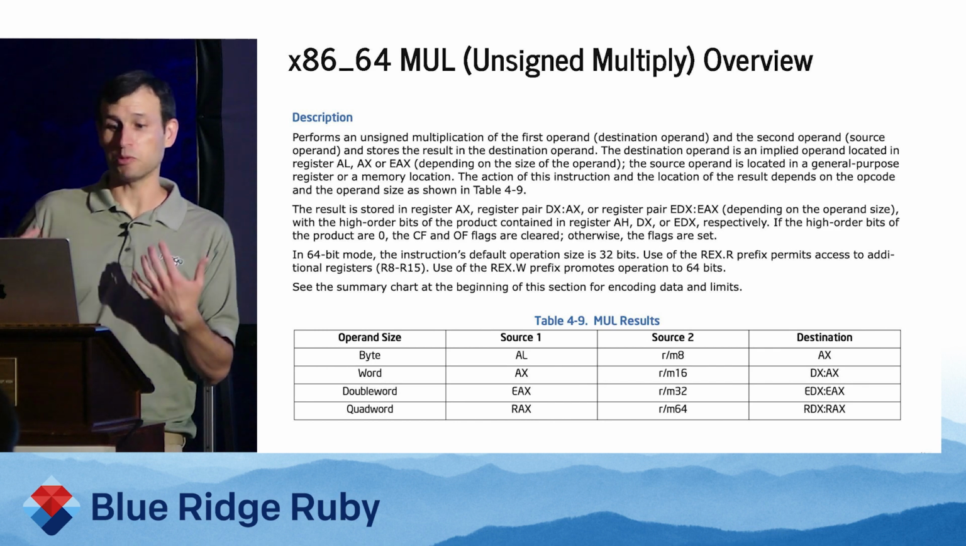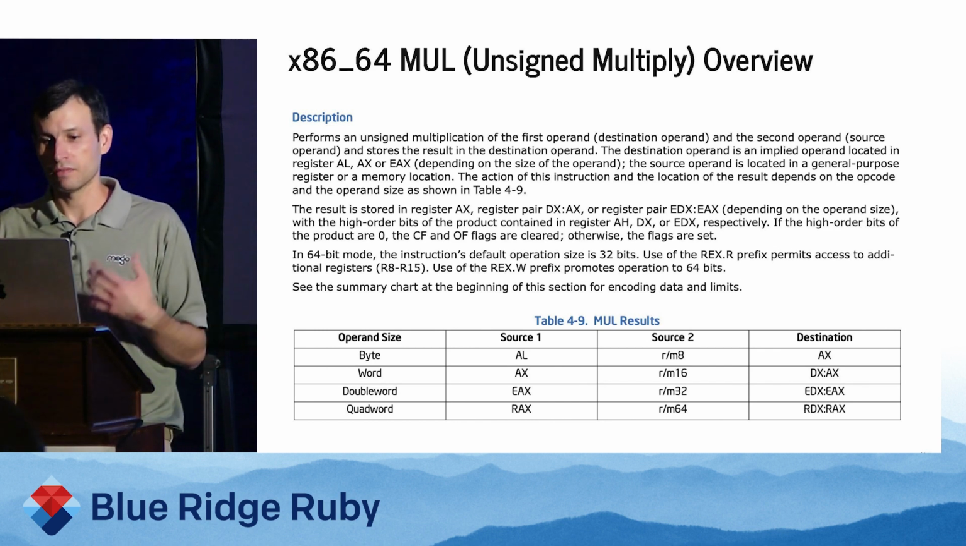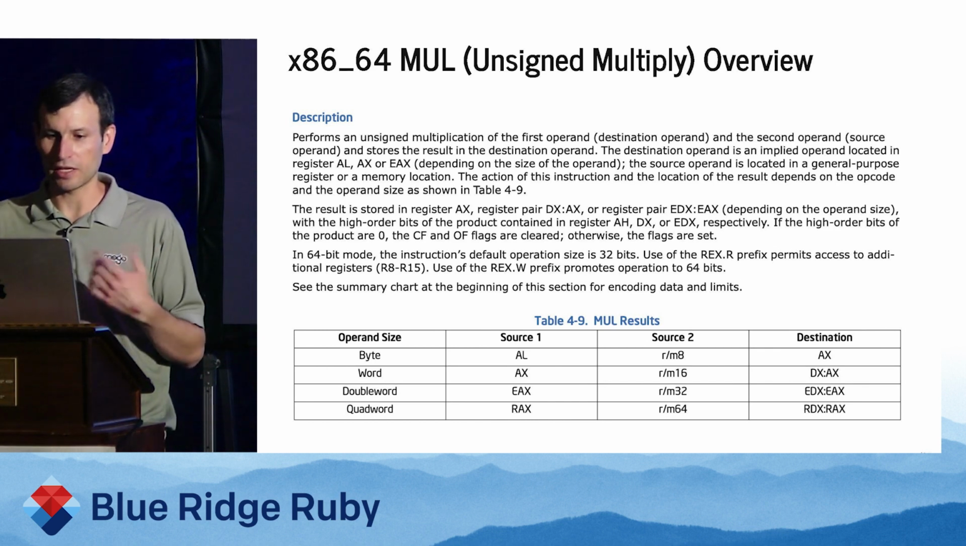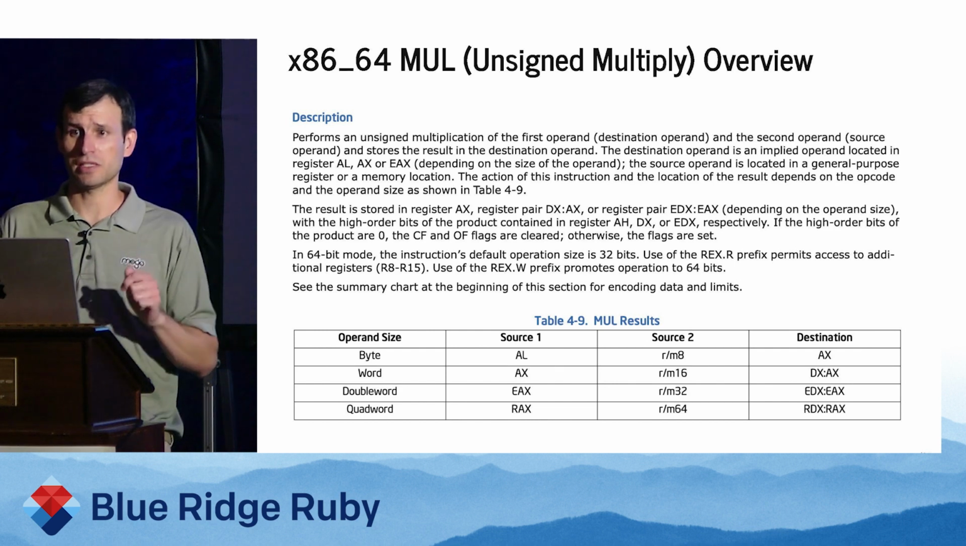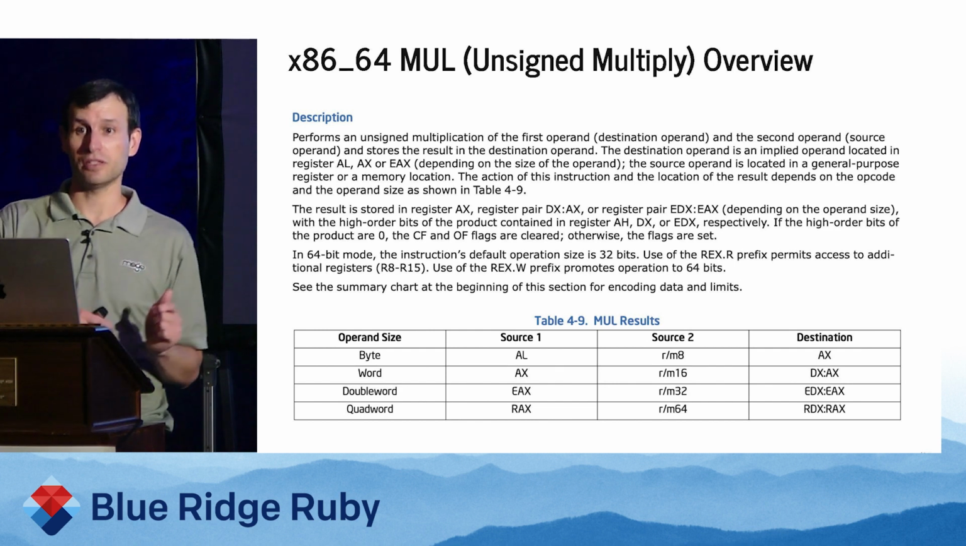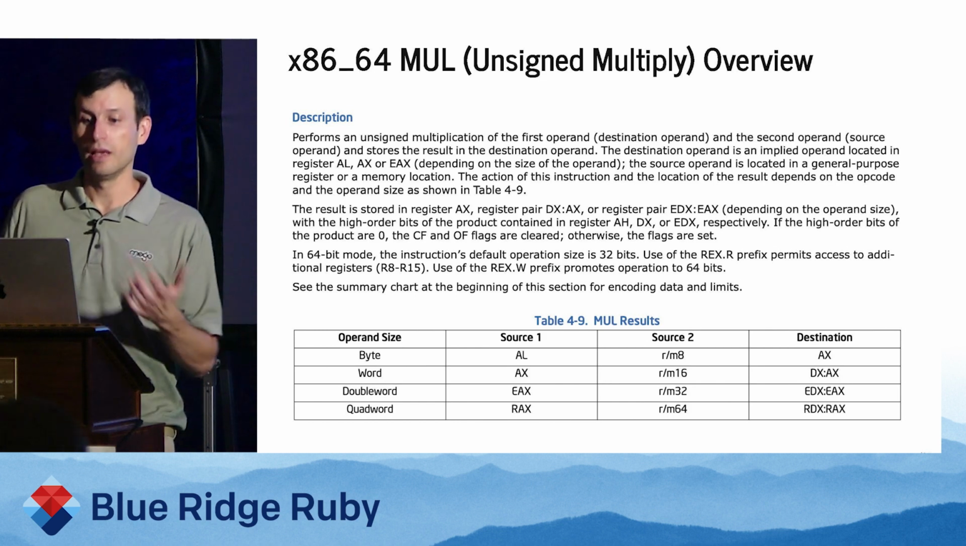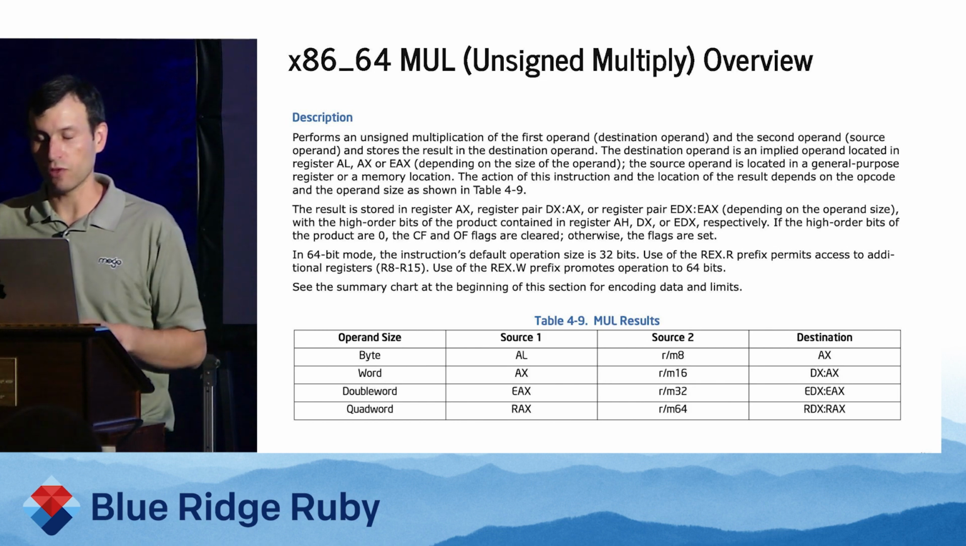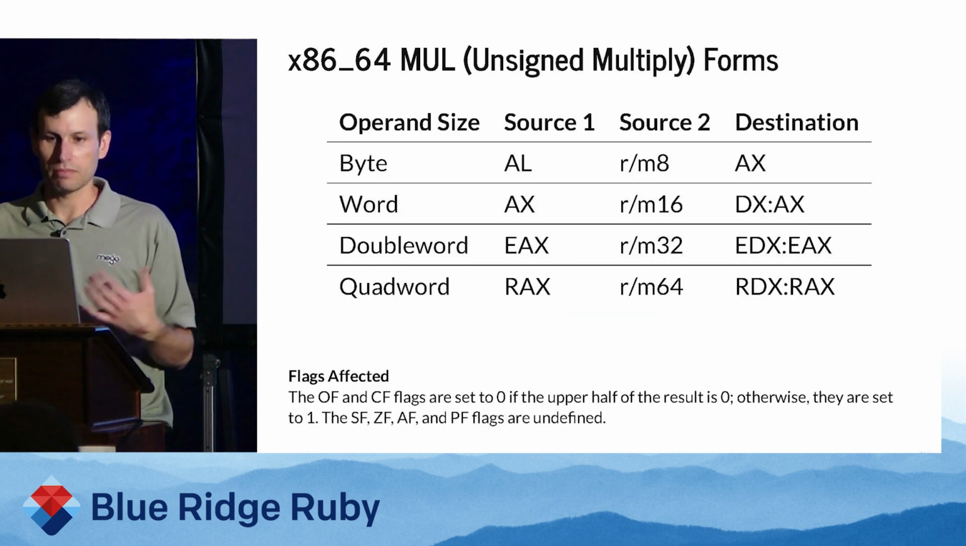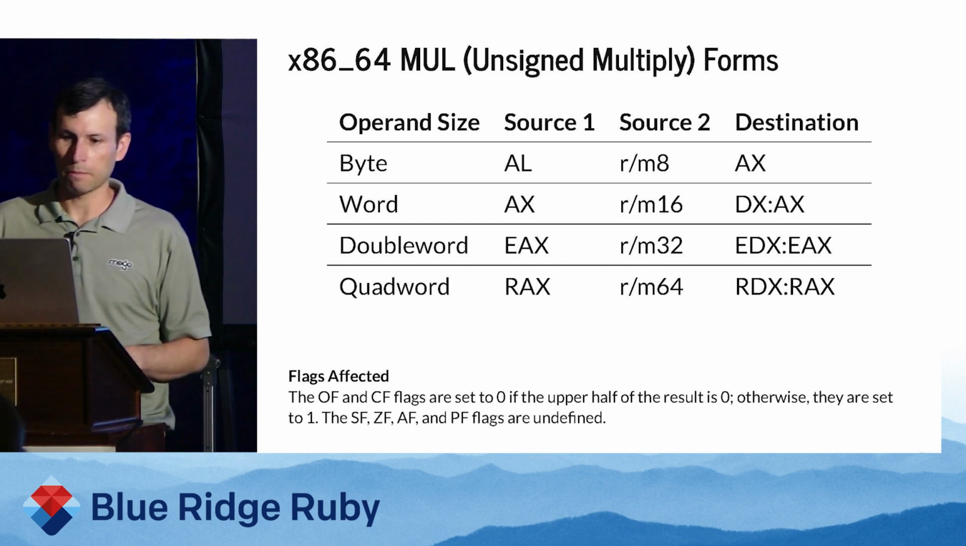I'm not expecting you to be able to read this, but there's a description, and it gives you tables and stuff. Notably, this is for unsigned multiplication. There's a completely different instruction for signed multiplication, and different ones for doing floating point. So you need to understand when you can use which instruction when.